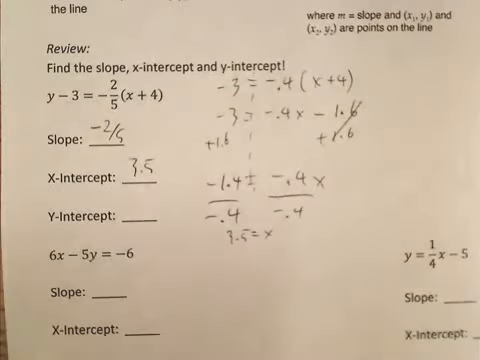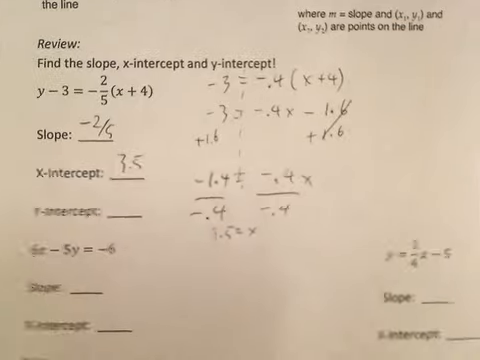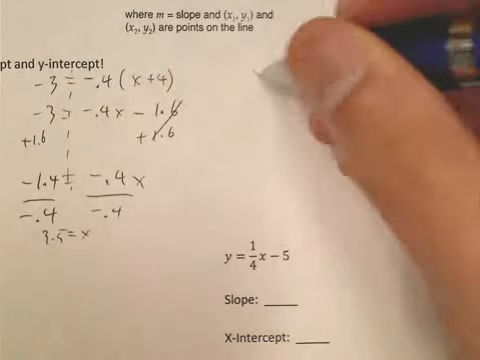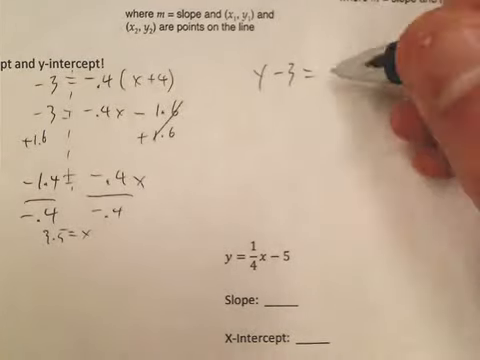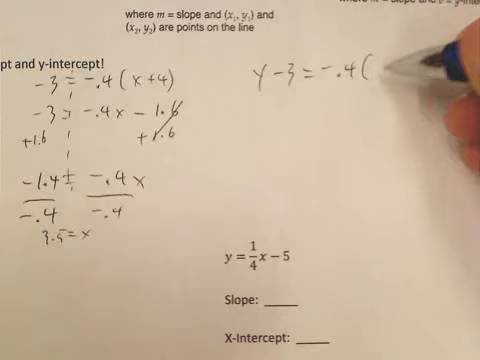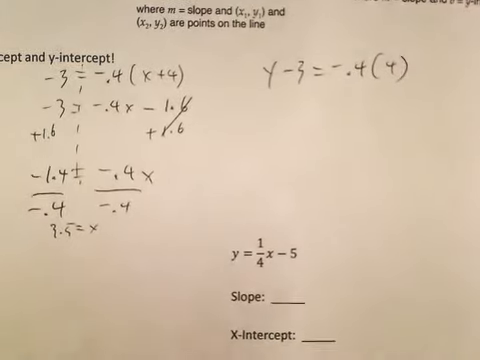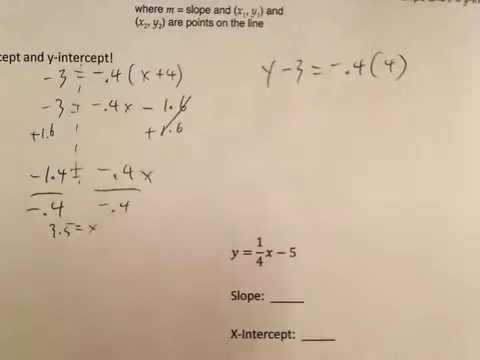Okay, to find the y-intercept, write it without the x. I'm going to have to do it off to the side a little bit. So write that out without the x. Y minus 3 is equal to -0.4 times 4. And go ahead and do that. And that will tell you the y-intercept.